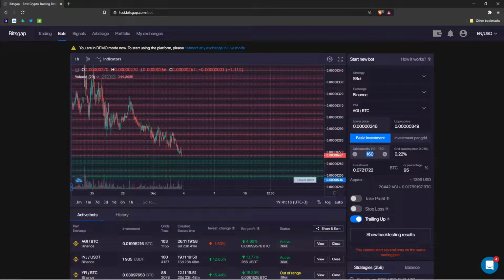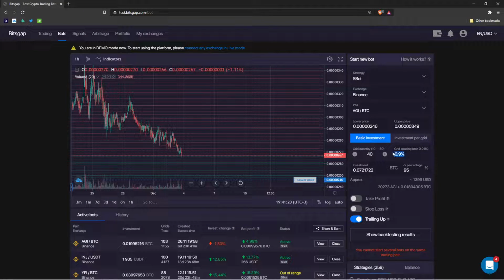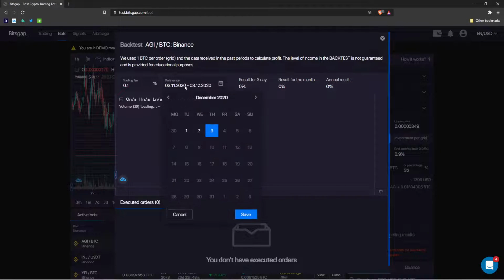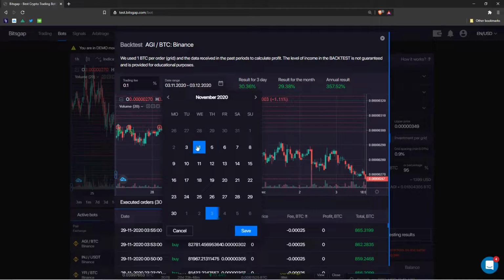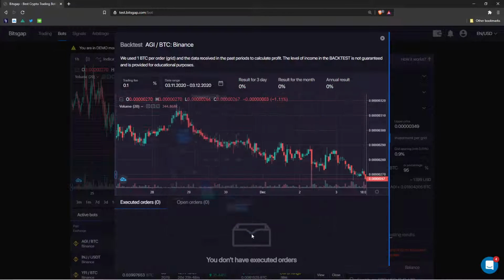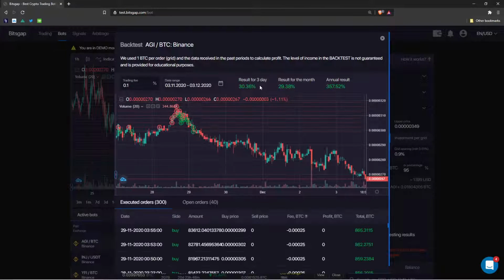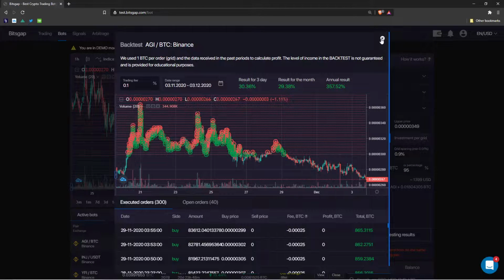Let's compare it with 40 grid levels, where you have grid spacing increased. So your profit margin here is almost 3 or actually 4 times bigger than we had. So let's see the difference. Again, from the 3rd of November until today. And you see the result is 30% here. So yeah, definitely here it has outstripped this setup that we initially had.